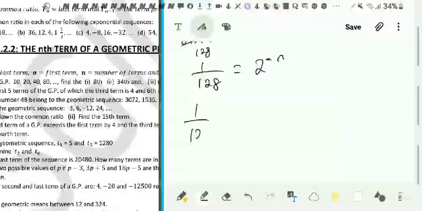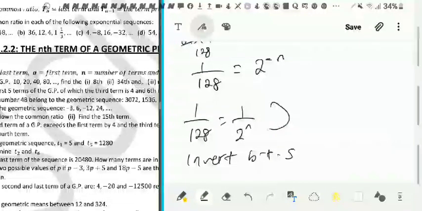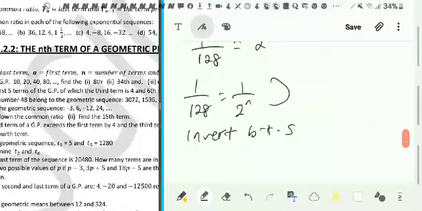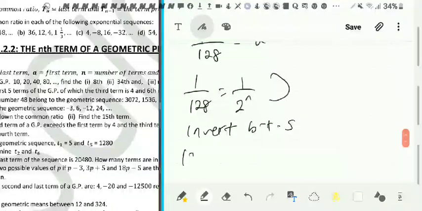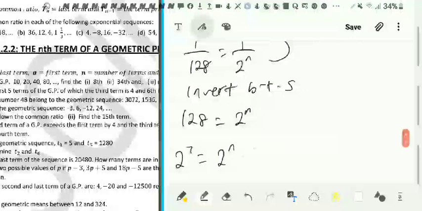Now this 1 over 128, I can also write this as 1 over 2 raised to the power of n. When we were doing indices, I said you can invert both sides. If I invert this side, I can also invert this side. To invert means to bring what is below on top. So we invert both sides, and we have 128 equals 2 raised to the power of n. Can I make this 128 have a base of 2? Yes, that's 2 raised to the power of 7 equals 2 raised to the power of n.